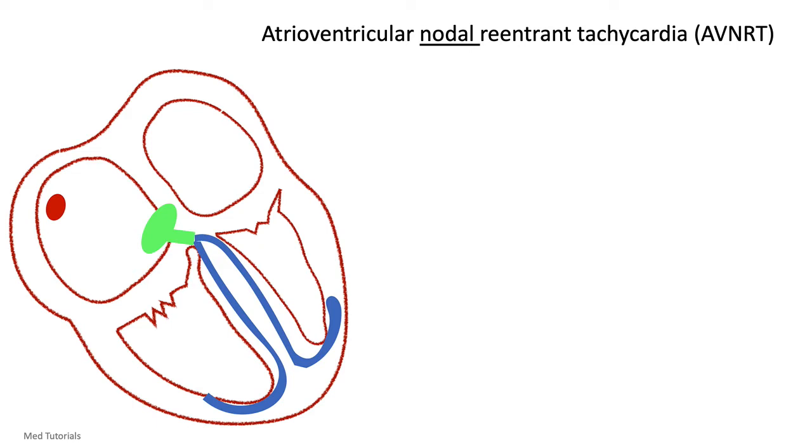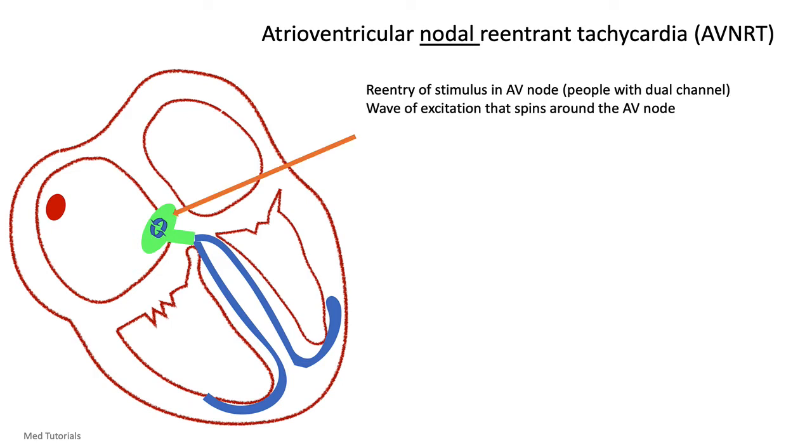Now we're going to look at a term known as AVNRT, that is atrioventricular nodal reentrant tachycardia. Now here what happens is that you have a re-entry tachycardia taking place at the AV node. There's a re-entry of the stimulus in the AV node. Now usually this is with people who have a dual channel in the AV node. One of the channels is a fast channel and the second channel is a slow channel.